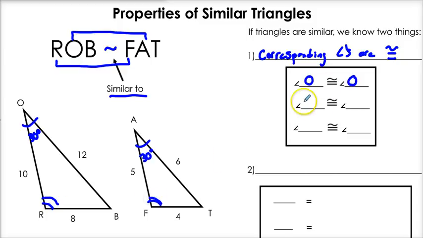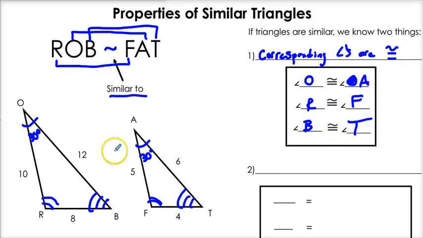Okay, and we'll write that over here. Did I put an A over here? Ugh, what is going on? That's an A. O is congruent to A. R is congruent to F. And then finally, since B and T are our last letters, we know B is congruent to T. So angle B is congruent to angle T.